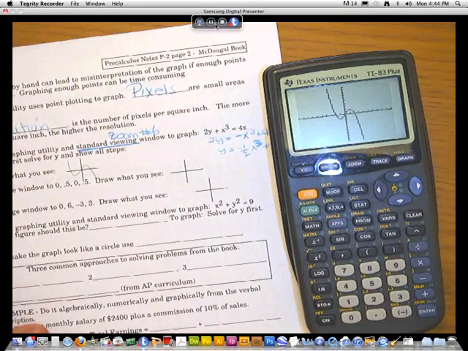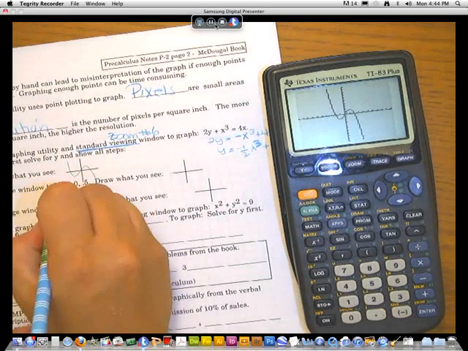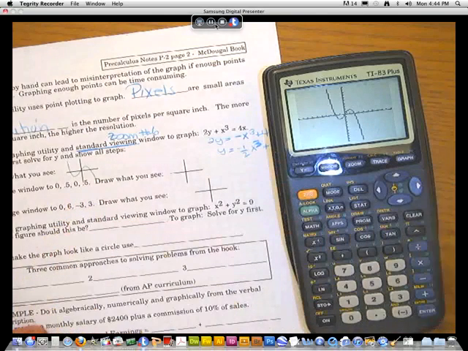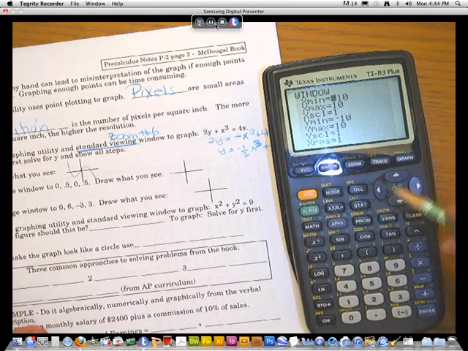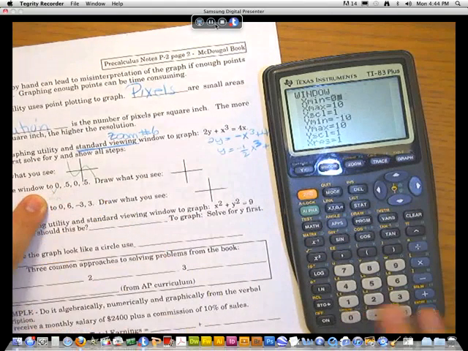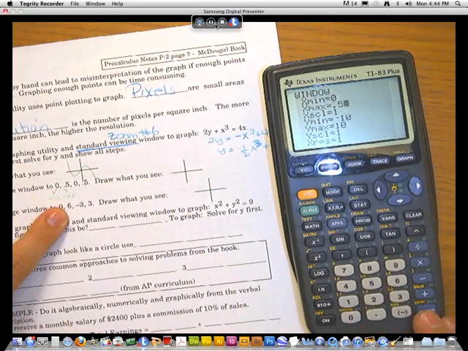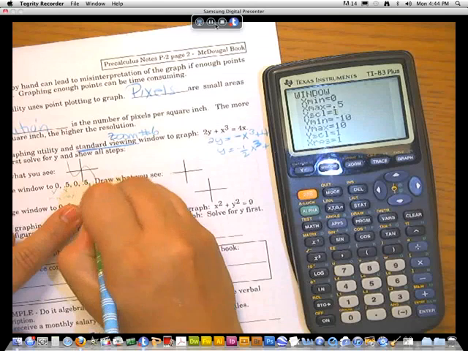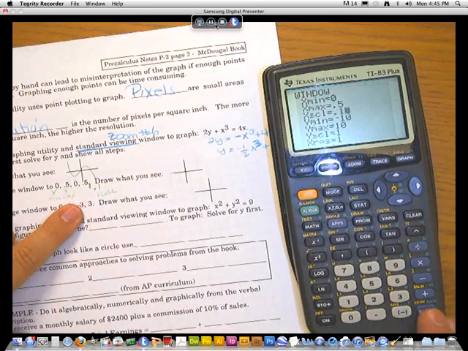There's our standard window. Now it says you're going to change the window, and we're going to change it. This is our x minimum and maximum and our y minimum and maximum. It's missing a number here called the scale. So we're going to go to window. We're going to change the window to x minimum is 0. We're going to do x max at 0.5. There should be another number here that says the scale, and we're going to do it by 0.1, so 0.1.